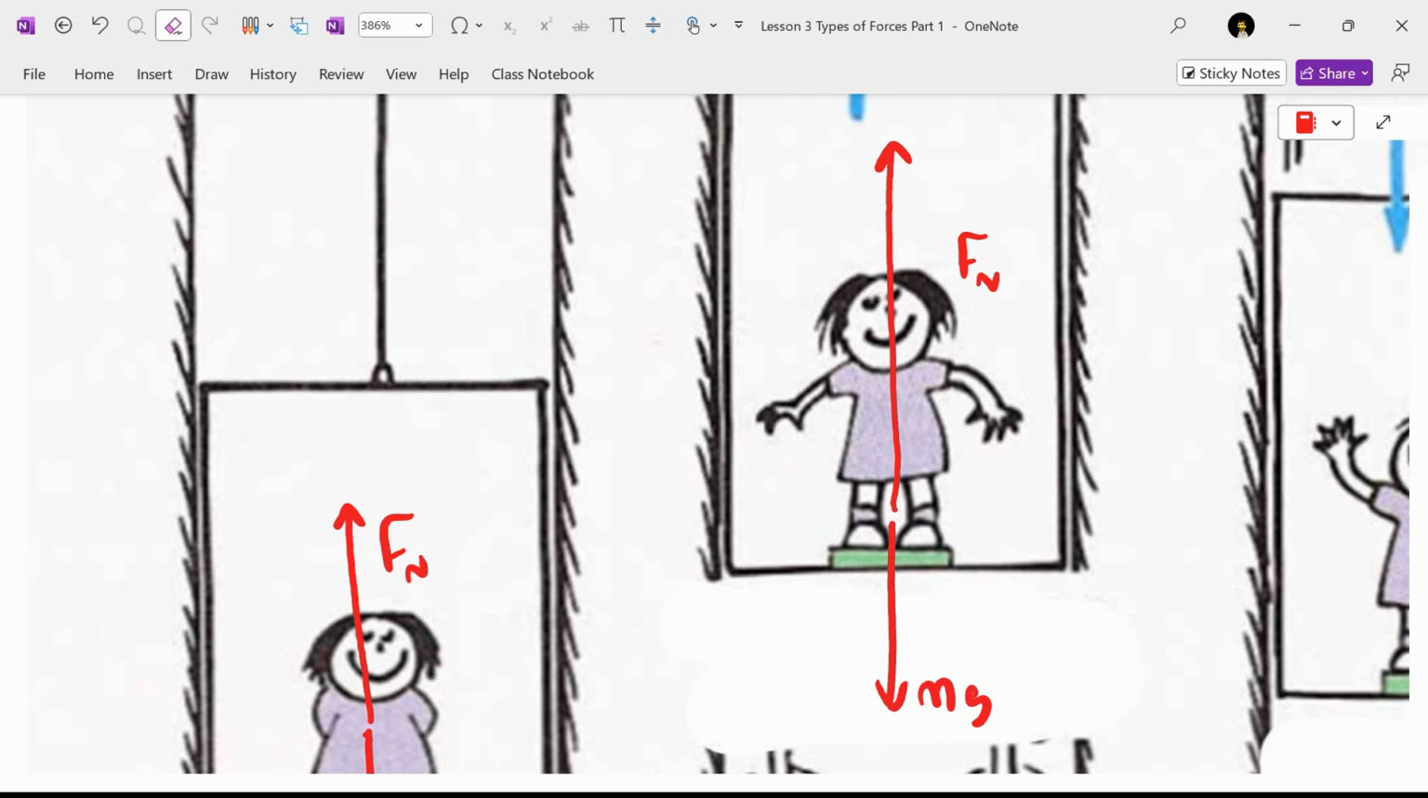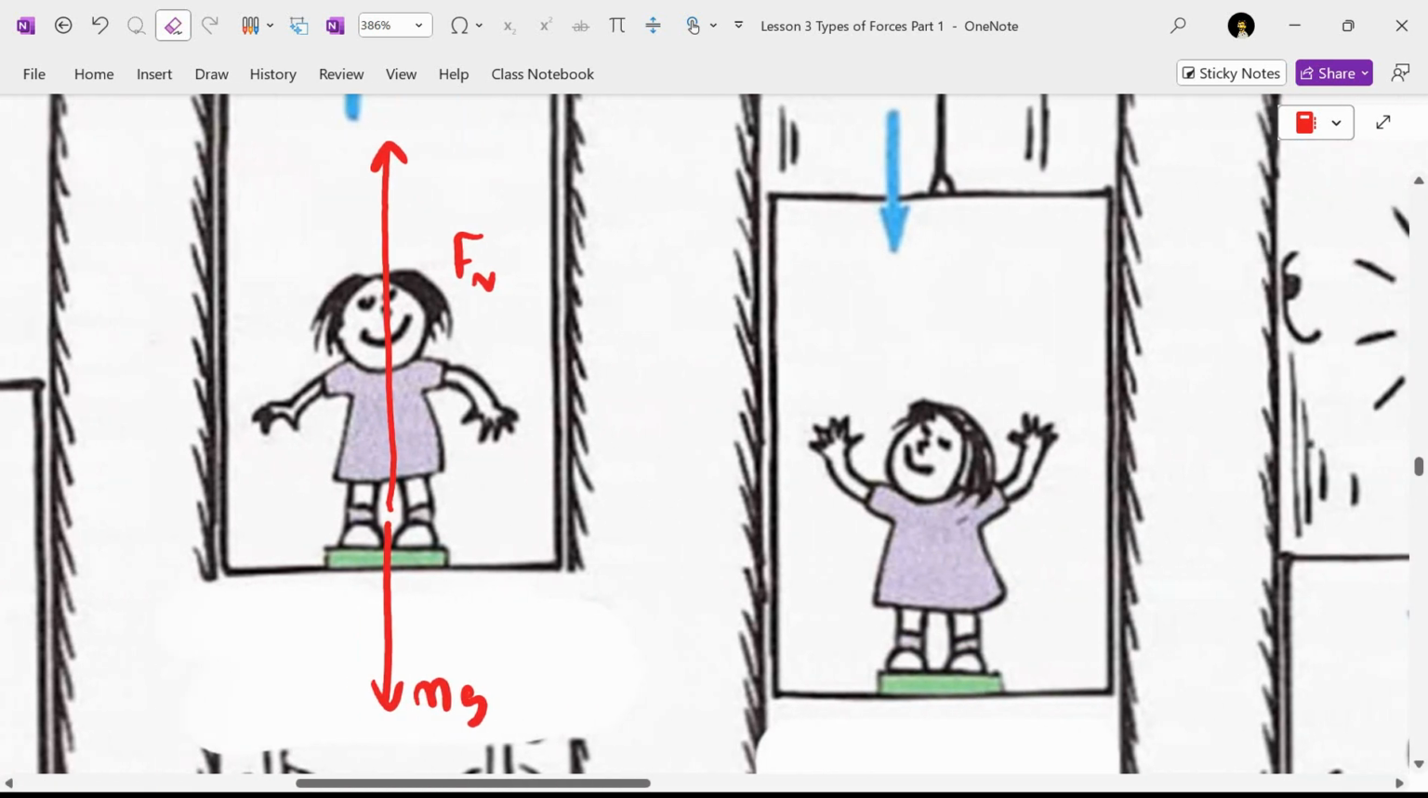So in this picture, does she feel heavier, lighter, or the same? She'll feel heavier. And the scale would read heavier because scales don't measure mass. They measure normal force. What about in this third picture?